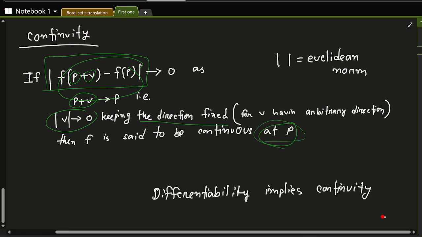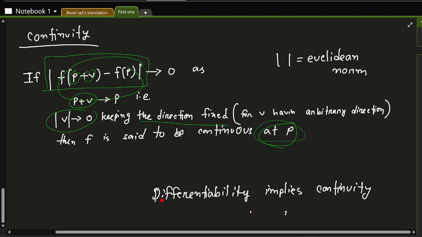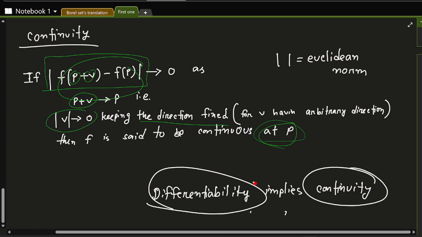But there is one more theorem that we state without a proof, as usual, which is that if a function is differentiable at a point, then that function is also continuous at that point, and we might use this theorem to check the continuity of functions later on.